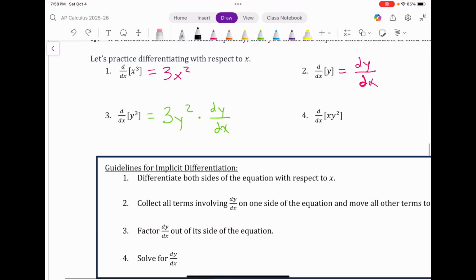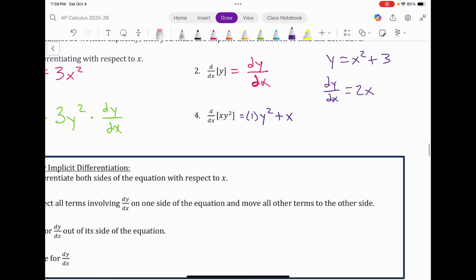Okay, number 4, we have x times y squared that we're taking the derivative with respect to x. So we have to apply the product rule here. So this is equal to 1, because that's the derivative of x, times y squared, plus x times the derivative of y squared, which would be 2y, and then chain rule, so dy dx. Okay?